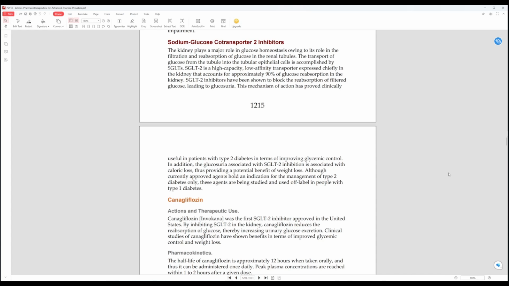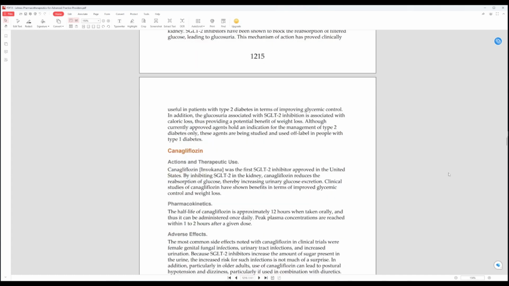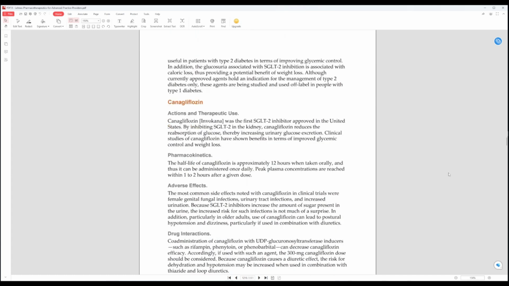in the kidney. SGLT2 inhibitors have been shown to block the reabsorption of filtered glucose, leading to glucosuria. This mechanism of action has proved clinically useful in patients with type 2 diabetes in terms of improving glycemic control. In addition, the glucosuria associated with SGLT2 inhibition is associated with caloric loss, thus providing a potential benefit of weight loss. Although currently approved agents hold an indication for the management of type 2 diabetes only, these agents are being studied and used off-label in people with type 1 diabetes.